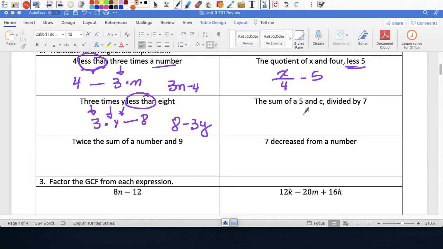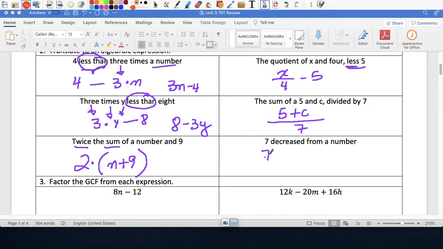The sum of a and c, so the sum is addition, a and c. Sum, who are we adding? 5 plus c, right? Because sum is addition. And then we're going to divide that by 7. Twice. What's twice? Twice is 2 times the sum, so twice, and the sum is plus, who are we adding? A number and 9. So a number and 9, and please, you need to put that in parentheses.